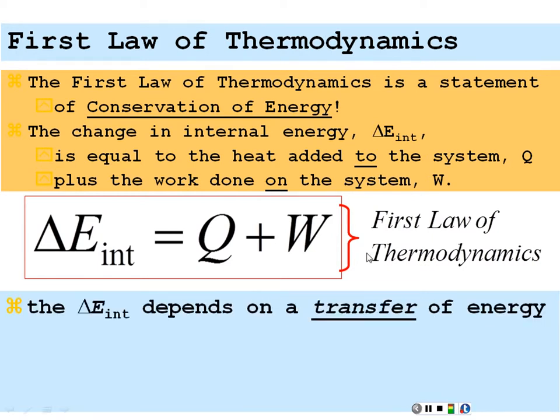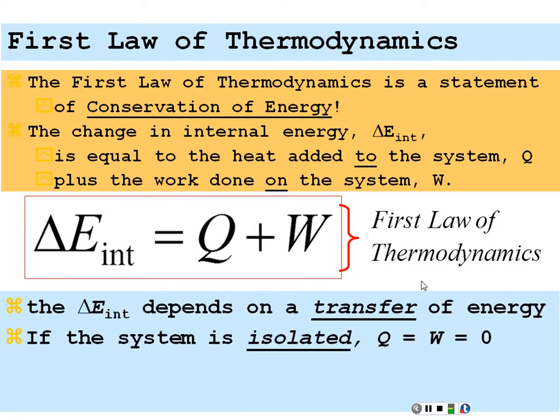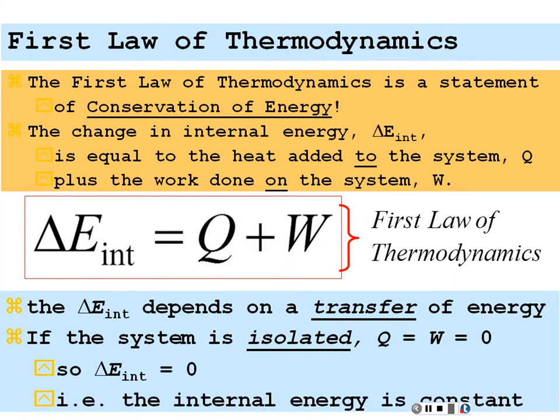Change in internal energy would depend on a transfer of energy. If the system is isolated, then the change in internal energy will have to be zero, and whatever Q we have and the work will be equal to zero. So our change in internal energy will be zero, and the internal energy then will be constant, no change.